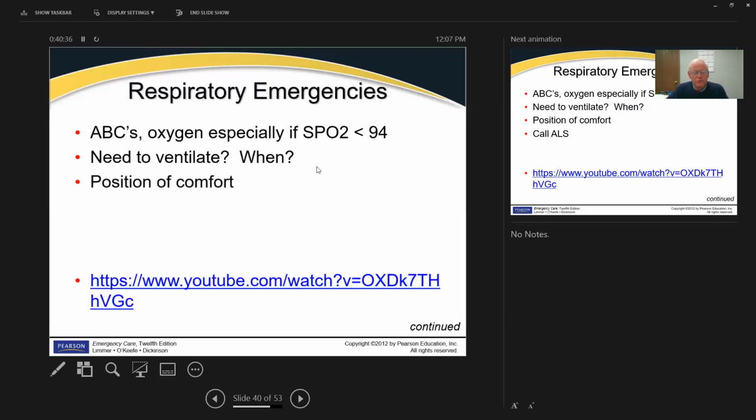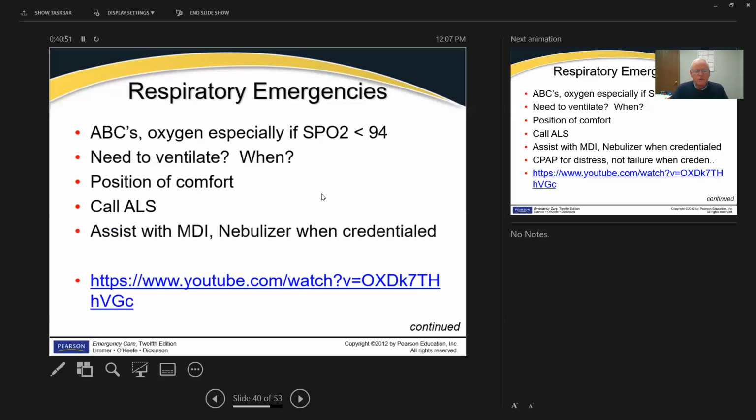Put them in a position of comfort. Usually when they're having difficulty breathing, it's sitting up unless their blood pressure is low. And then we're going to have to set them back, lay them down some, okay? Again, anybody with difficulty breathing is a reason to call for advanced life support. Now you can assist with their metered dose inhaler, or you can do the nebulized albuterol once you get credentialed, okay?